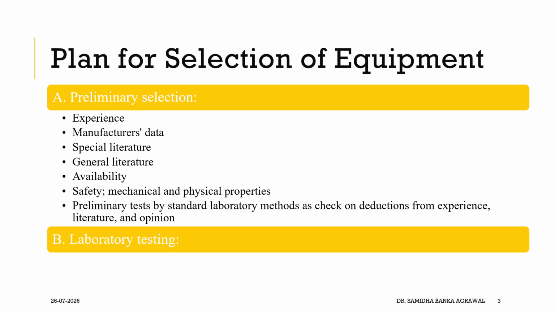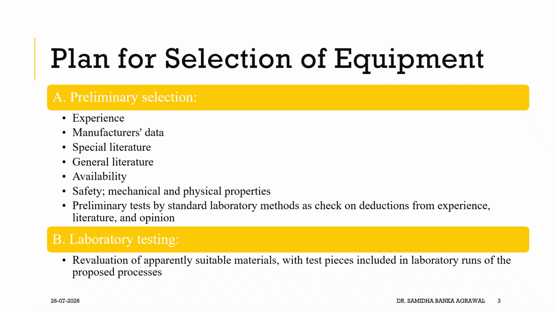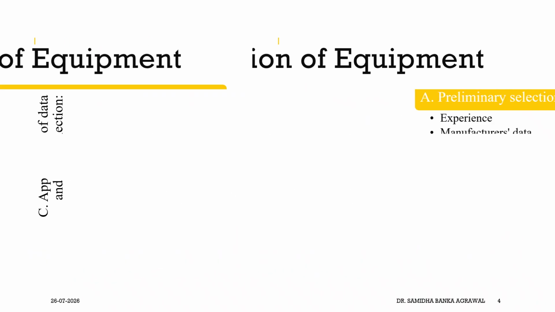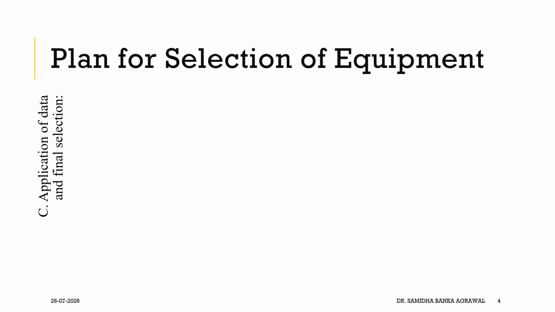Then the second stage is laboratory testing, wherein apparently suitable materials are evaluated with test pieces included in laboratory runs of the process. So suitable material and equipment are evaluated under actual process conditions to verify their performance. That is why you do laboratory testing. The third stage is that engineers analyze all the technical and economic data before making the final decision.